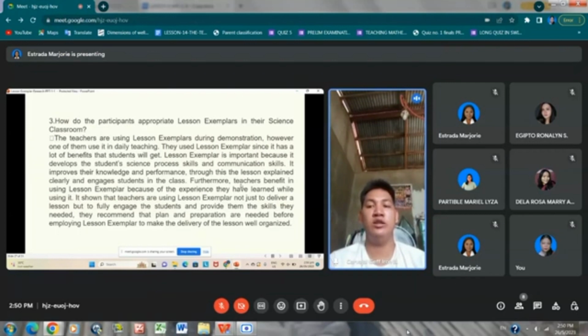It's shown that teachers are using lesson exemplar not just to deliver a lesson, but to fully engage the students and provide them the skills needed. They recommend that planning and preparation are needed before employing lesson exemplar to make the delivery of the lesson well organized.